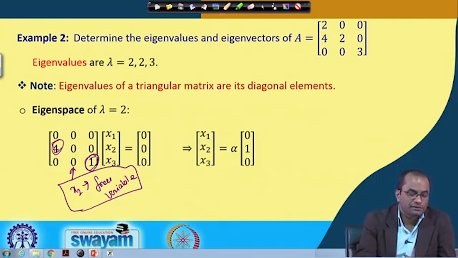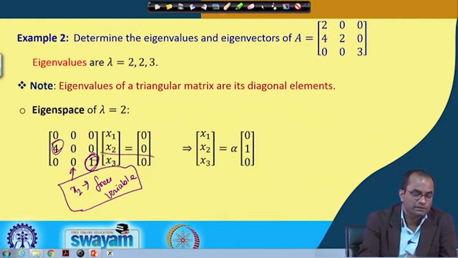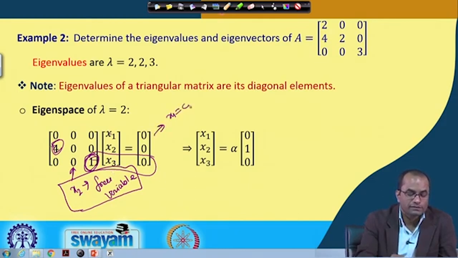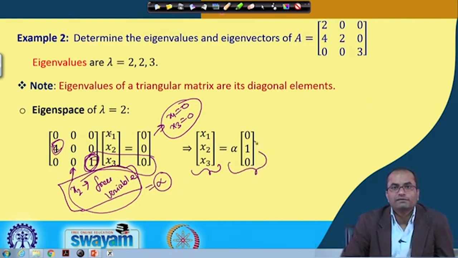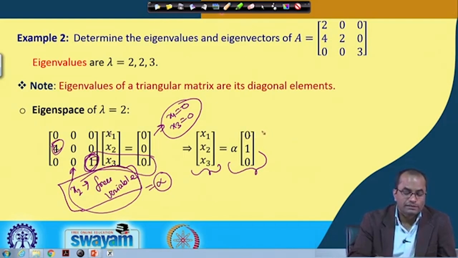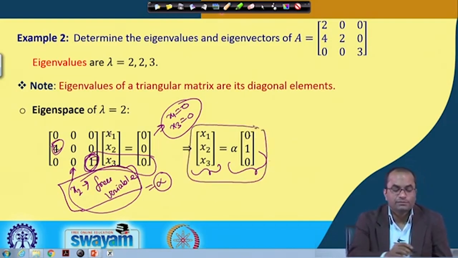Surprisingly, here x 3 is equal to 0 straight away from this equation, and from this equation we get x 1 equal to 0. So x 1 is 0, x 3 is 0, and x 2 is the free variable, which we can take as alpha. Then x 1, x 2, x 3 can be written as alpha times (0, 1, 0). In this case we observe that the algebraic multiplicity of lambda equal to 2 was 2, but the geometric multiplicity is 1.